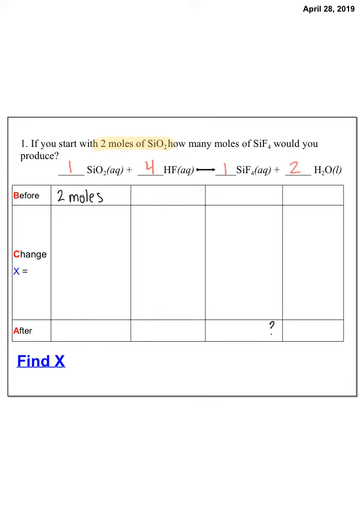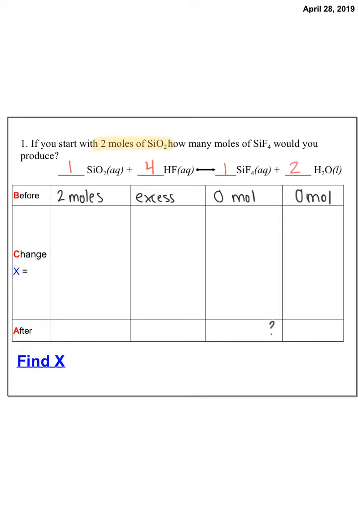When they don't tell you one of the reactants, we are assuming it's in excess. A lot of times they'll say with excess HF, but if they don't mention it, assume we have excess, it's not running out, we're not worried about it. And then our products are going to always start with 0. We don't have any of these guys before we actually mix the chemicals.